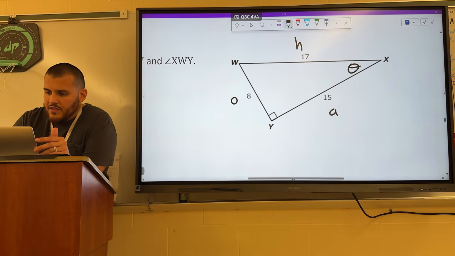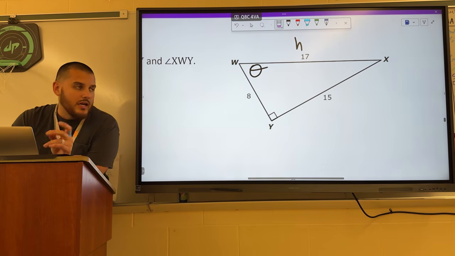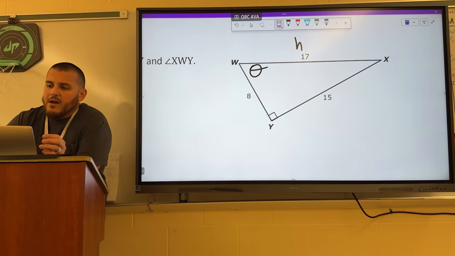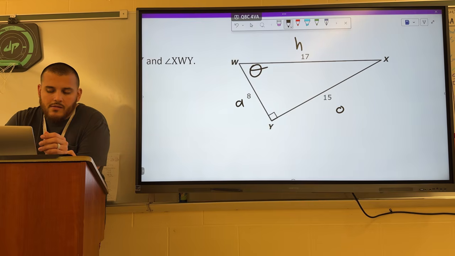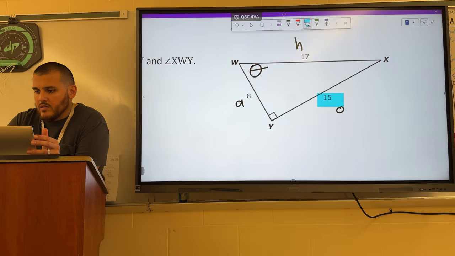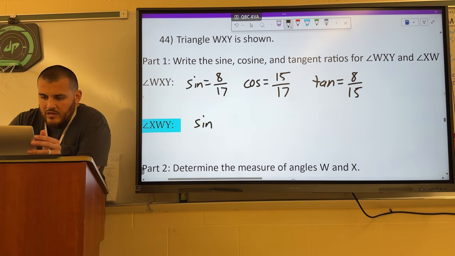XWY. So for this angle now, that is going to change how we label the 8 and the 15. The hypotenuse is still the 17 across from the right angle, but our opposite side now for this angle would be 15. That is opposite of our given angle theta. And 8 would be our adjacent leg. And now I can write, again, my sine, cosine, and tangent. So sine, SOHCAHTOA is opposite over hypotenuse. That's 15 over 17. Sine of this angle equals 15 over 17.